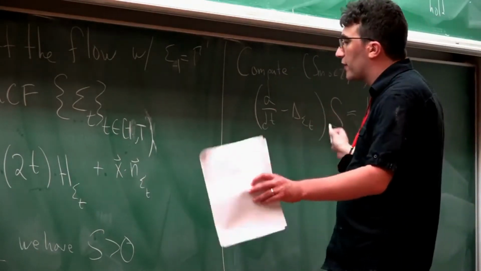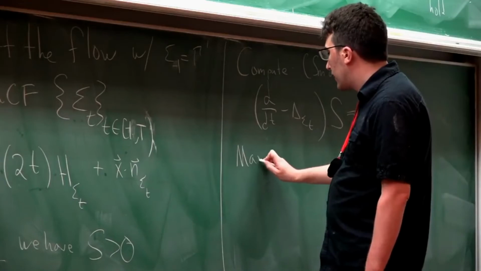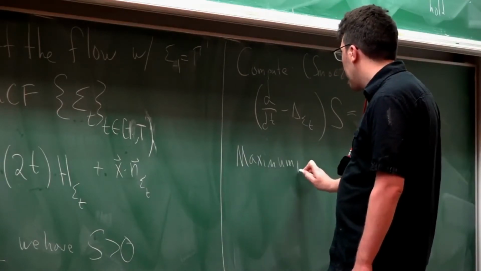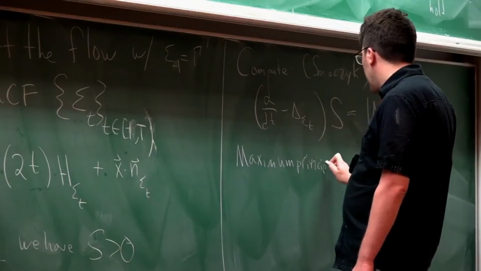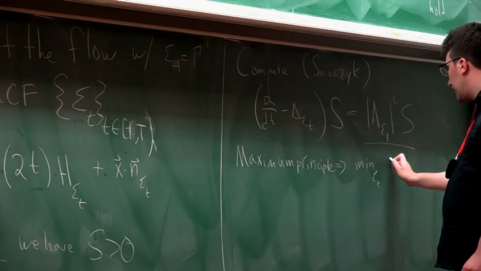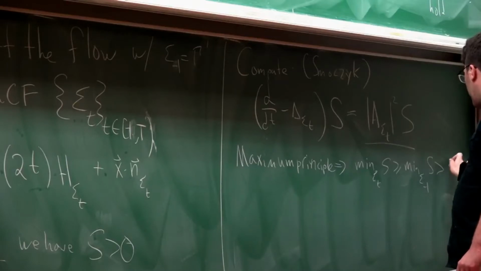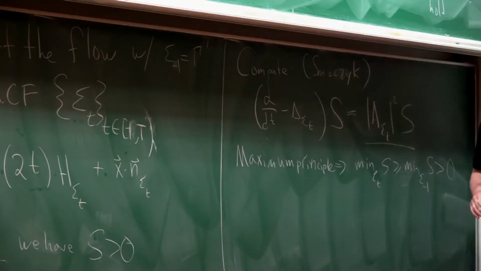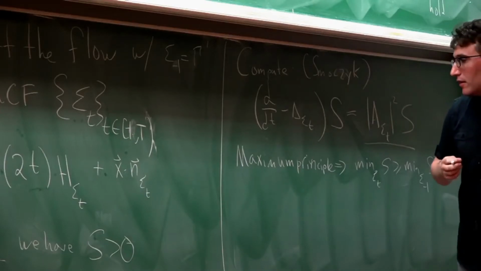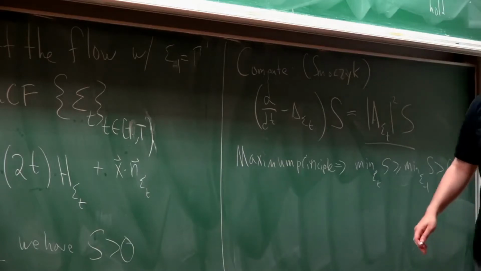Everything's compact, so you don't even have to do anything; it's just the standard parabolic maximum principle, which implies that the min over sigma t of S is bigger than or equal to the min over sigma -1 of S, which of course is positive. So we get that this S remains positive along the flow. Again, this is the idea that mean convexity is preserved. This is sort of a special case of this.